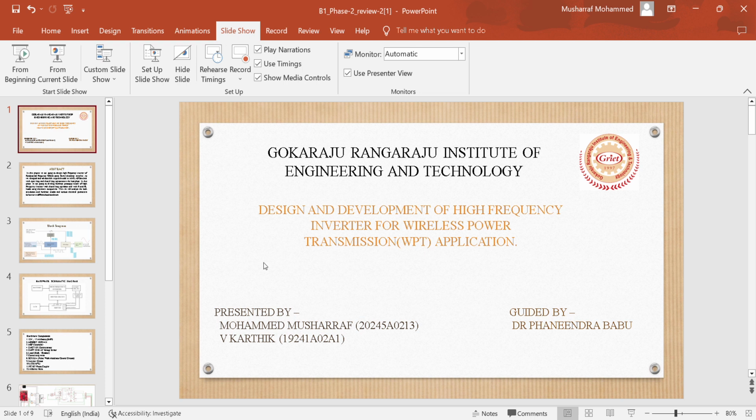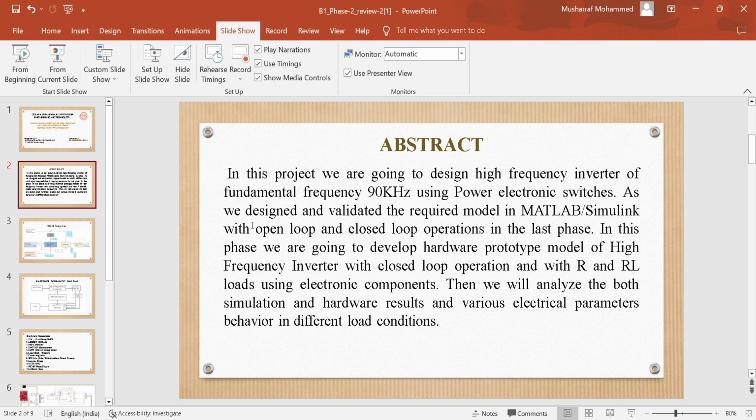In the last semester, our project aim was to design a 90 kilohertz high frequency inverter. For that we designed and validated a MATLAB model with different switches, with open loop and closed loop operations, and with different types of topologies. This is the closed loop operation with the PI controller, and many topologies we had designed.